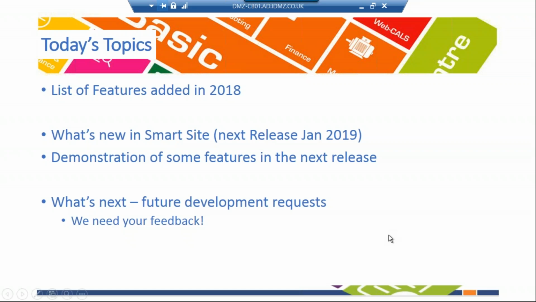So as I say, the point of today really is to give you a list of features that have been added in 2018, just so you can see the scope and the range of development that's been done. What's new in the next release of Smart Site, which is due almost instantly really. We're leaving it till January now, but they are actually ready, both iOS and Android. So I'll give you a quick run through some of the features of the latest update, and then we'll move on to the questionnaire where you've got a chance to give us your feedback.